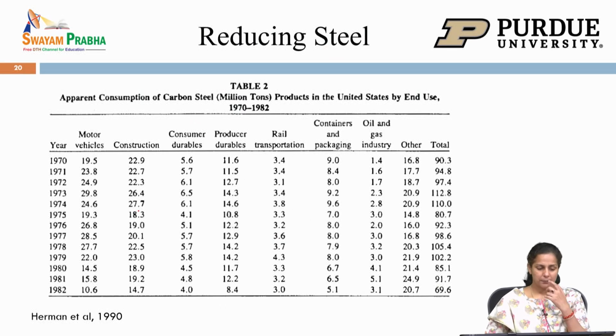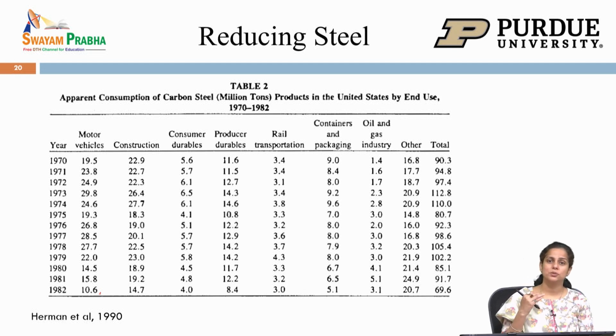So, here is an example of reducing steel. You can see that as the years have gone by, different kinds of products are now making consumption of carbon steel by end use go down, even though the consumption may have gone up. In motor vehicles it used to be 19.5 and by 1982 it was about 10.6. That does not mean that the number of motor vehicles being manufactured was reduced.